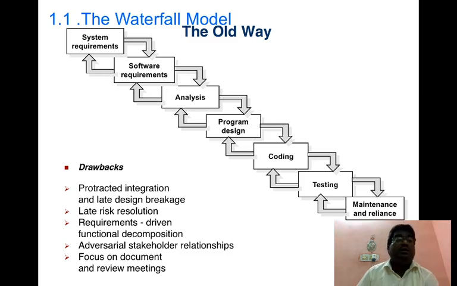Because of these drawbacks, the waterfall model, called the conventional process model, became a failure. The first one is protracted integration and late design breakage. It takes more time on integration. The integration phase itself takes a lot of time because of schedules, cost and time, everything regarding the project takes more time. That is the main drawback of the waterfall model. The design phase also takes more time. The architecture design also takes more time.